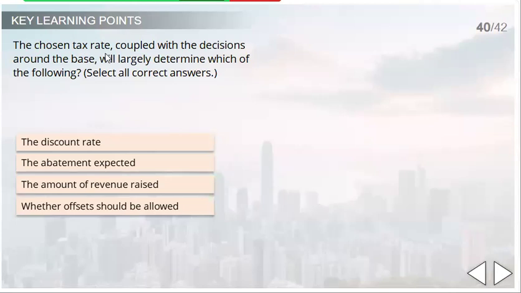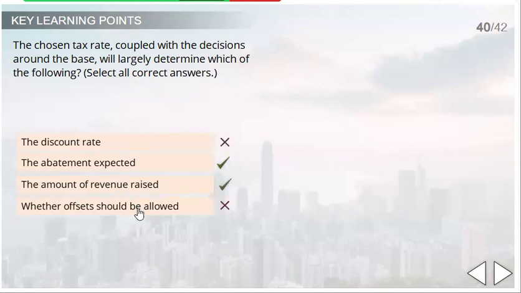The chosen tax rate coupled with the decisions around the base will largely determine which of the following. Select all correct answers. The correct answers are the abatement expected and the amount of revenue raised. The discount rate and whether offsets should be allowed are not correct answers.